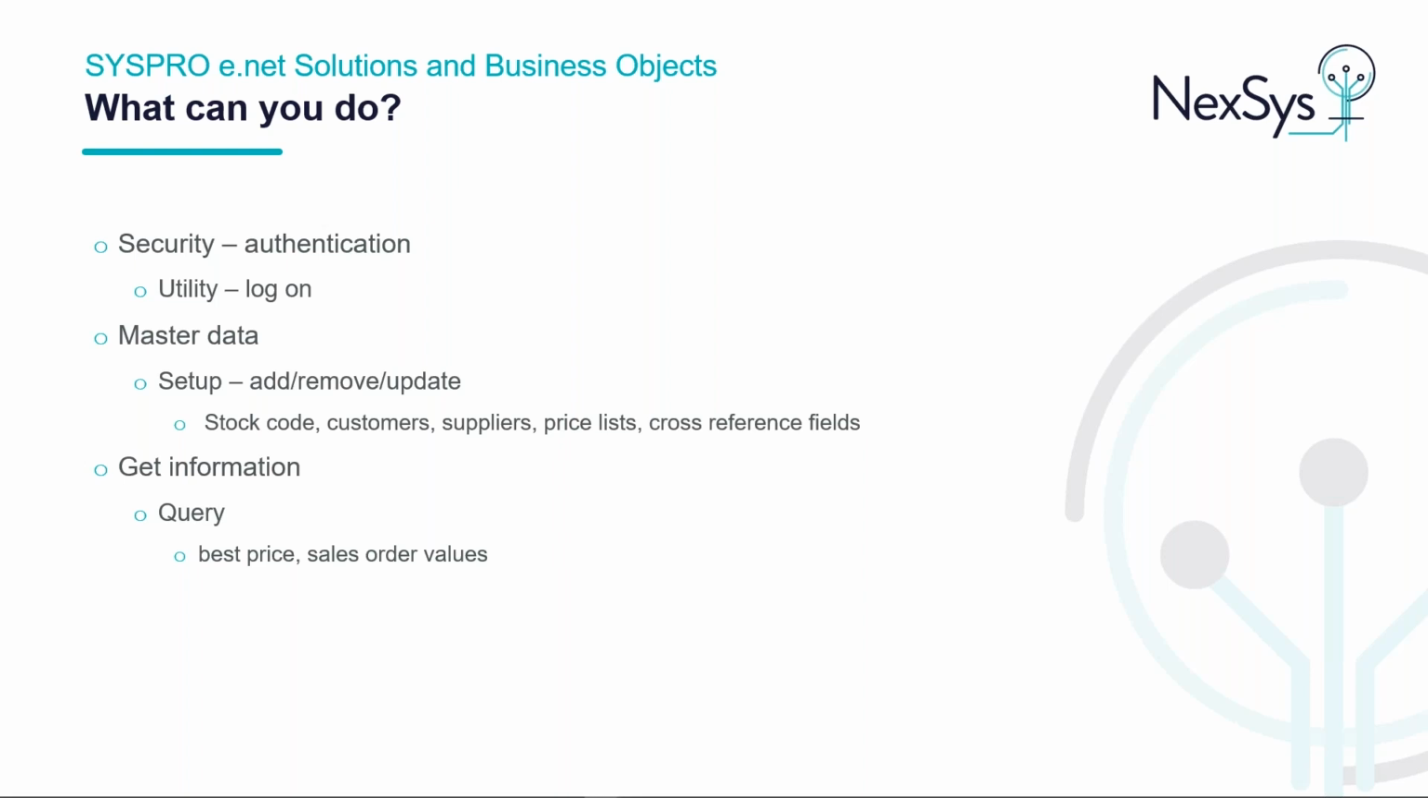And it's the same with a best price query. If you have a customer and a specific stock code, it will apply the best price it can find based on your discount structures.